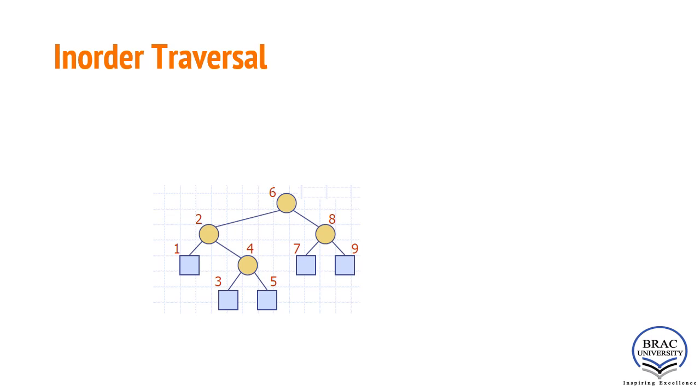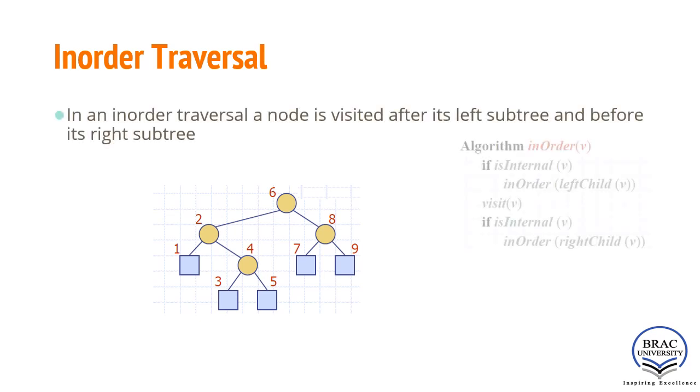Now, the in-order traversal. In an in-order traversal, a node is visited after its left subtree and before its right subtree. So here is the algorithm. In this method, inOrder, there will be one parameter, that is the root node of the tree. At first, if isInternal(v), that means if v is an internal node, so v definitely has some children, then you need to call in-order traversal again for the left child of v.